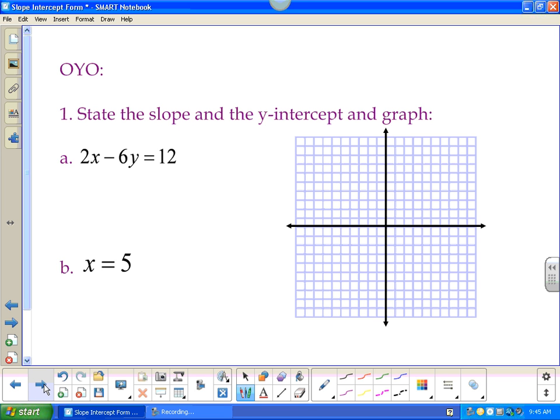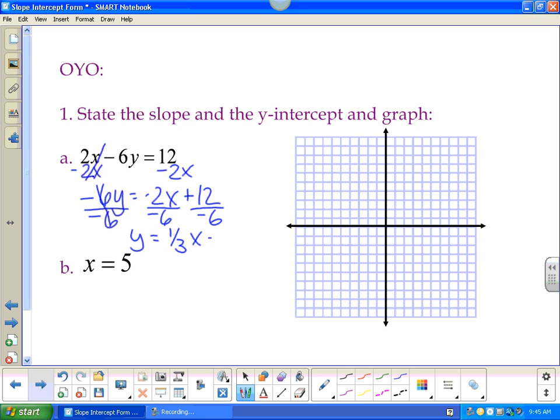So then this is the on your own. So we'll walk through these two as just two different examples. So state the slope and the y-intercept in graph. So for part A, I need to solve for y, so I'm going to subtract 2x. Divide by -6. That would be a positive 1/3 minus 2. Now it says state the slope and the y-intercept. So my slope is a 1/3 and my y-intercept is a -2. So to graph that, I go down 2 and then up 1, right 3.